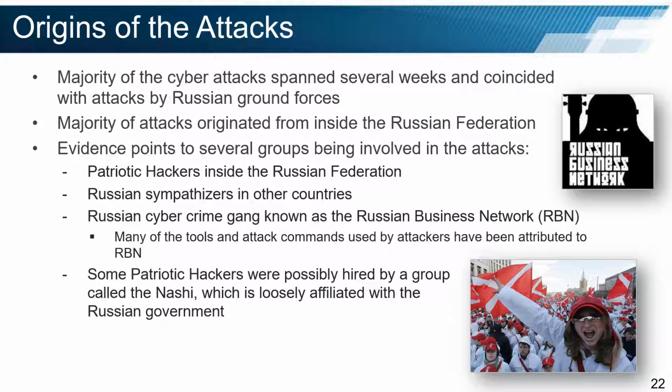The DDoS attacks and botnets used were attributed to a Russian cyber crime gang known as the Russian Business Network, or RBN. The RBN is purportedly led by the nephew of a well-connected Russian politician, and intelligence estimates have suggested that the Russian government has tolerated the RBN in return for its use in some politically motivated activities, such as the cyber attacks in Georgia and Azerbaijan in 2008. Many of the tools and attack commands used by attackers in the Georgia cyber conflict have been attributed to the RBN by security researchers.